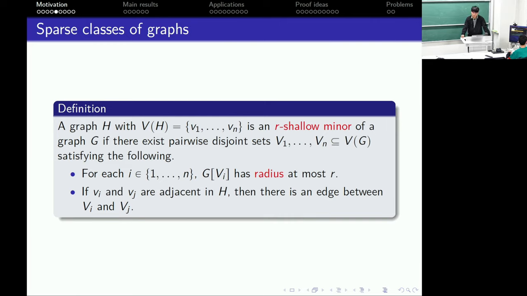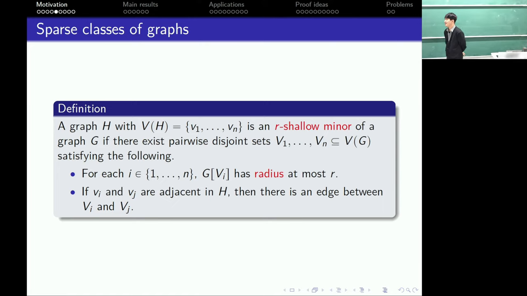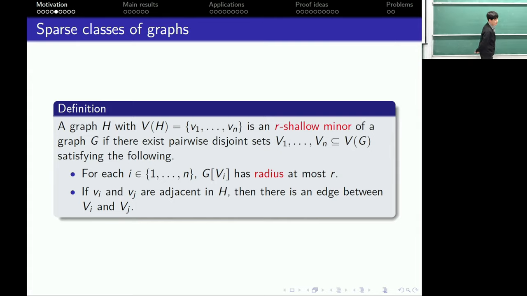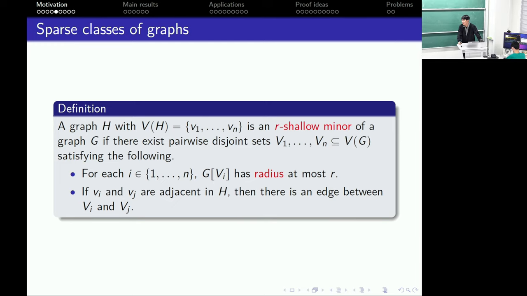Don't you want to say that VI induces a connected subgraph? Yeah, a connected one. Sorry about that. G_VI is a connected graph having radius at most R. Well, actually, if it's not connected, then the radius is defined as infinity. So it's safe to say it's a connected one. Right.